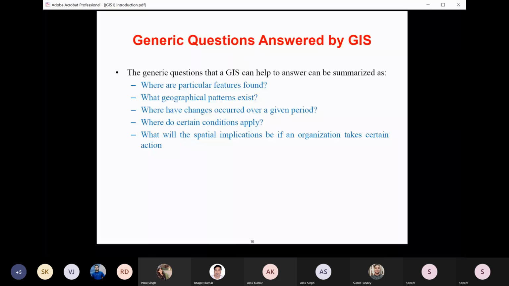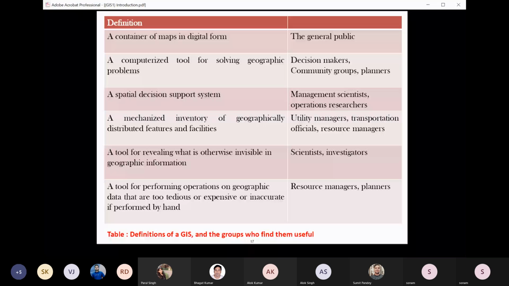Now we will see how GIS can be defined by different people. Previously it was the generic questions that can be answered with the help of GIS. Now there is a list of definitions given by considering different types of people. First one is for the general public. If you go to the general public and ask what is GIS, the general answer is simple. It is a container of maps in a digital form. This is what GIS is for them.